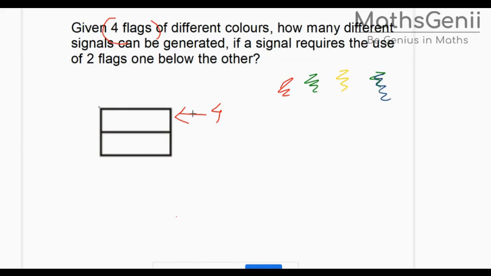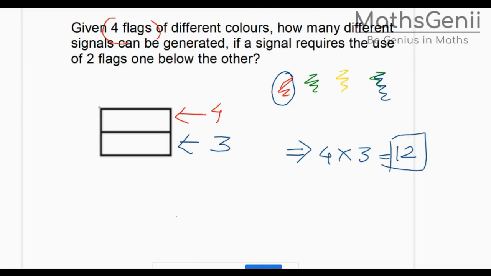Okay, so now out of these four flags, I have selected this flag. How many remain for this option? For this, you can select any of the three, correct? So the answer becomes very simple. The answer becomes 4 into 3, 12. Right? So if you have understood this question, we will level up. We will take a difficult question based on the same concept.